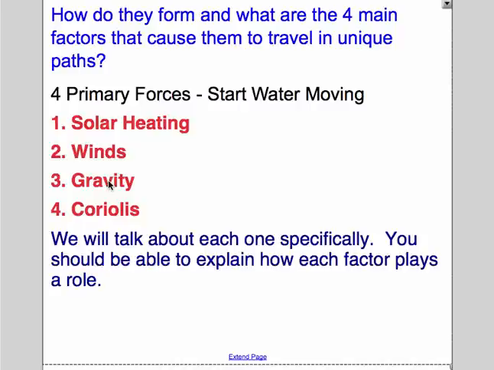The four main factors, or primary forces is what we call them, they are actually what start water moving. One is solar heating, two is winds, three is gravity, four is the Coriolis effect. And we'll talk about each one of these specifically. You should be able to, towards the end of the unit, explain how each factor plays a role in creating surface currents.